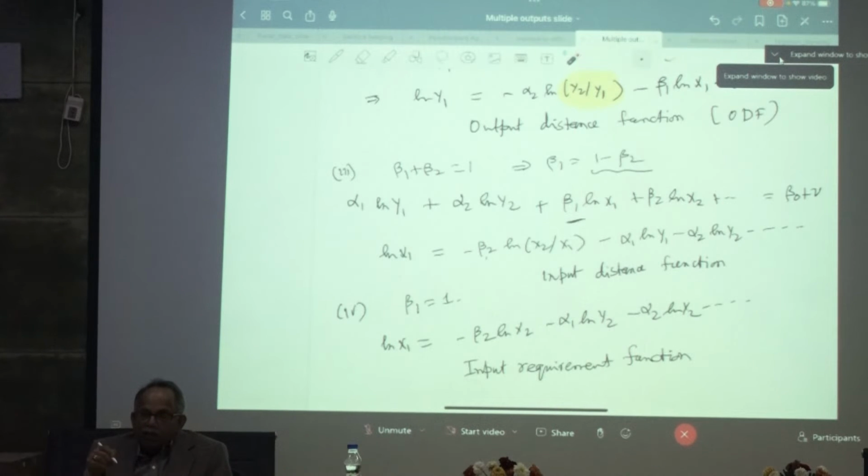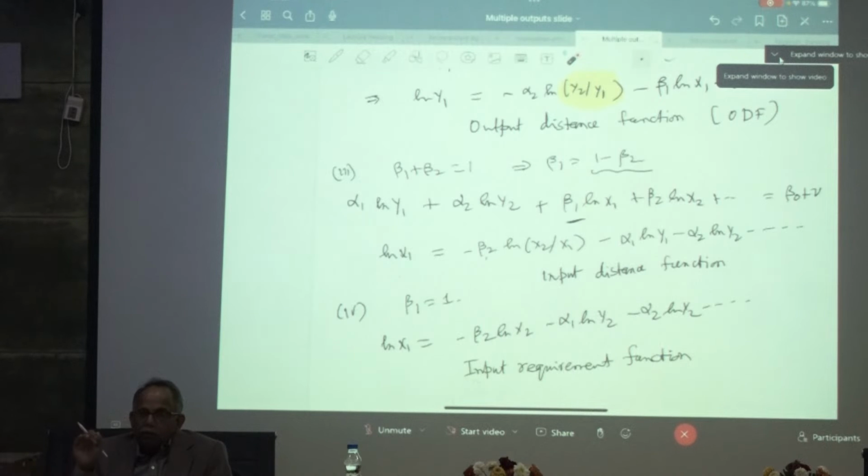So in the literature, what we use most of the time, again, this is the state of the art, in the sense that if you are dealing with multiple outputs, then you have to use either the input distance function or the output distance function. That means number 2 or number 3. Now the choice is, what do you want to use?